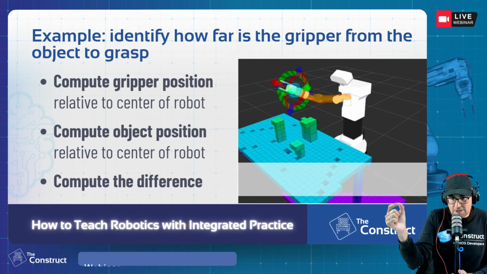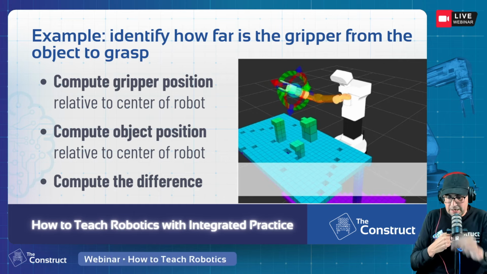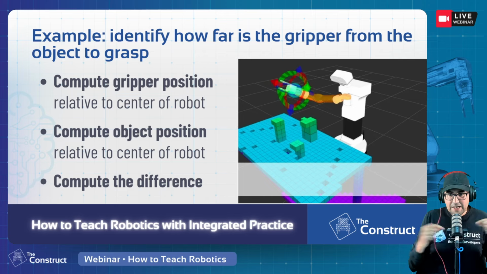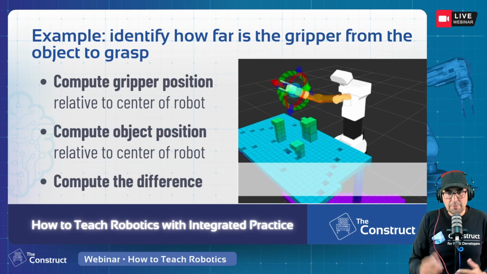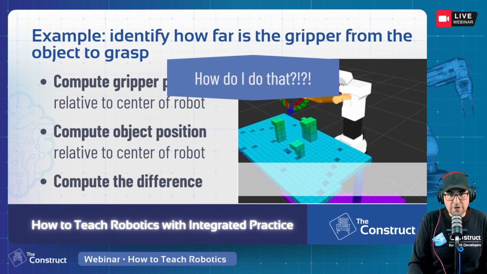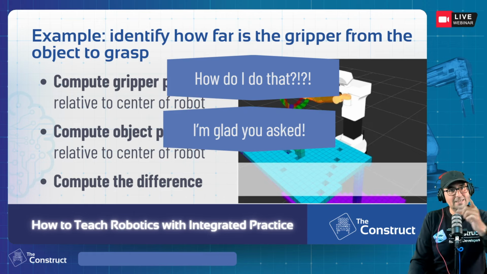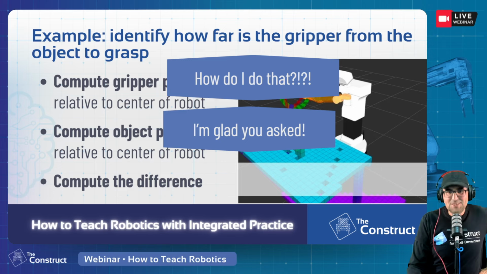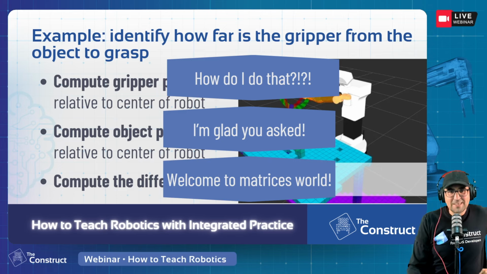Okay, so I know the distance from here to my center, and then from the point to my center, and then is the difference? Yes. Yeah, but the question is then, how do I do that? So, and then is when you come, oh yes, I'm glad you asked me this, because now is when we have to do the matrices.